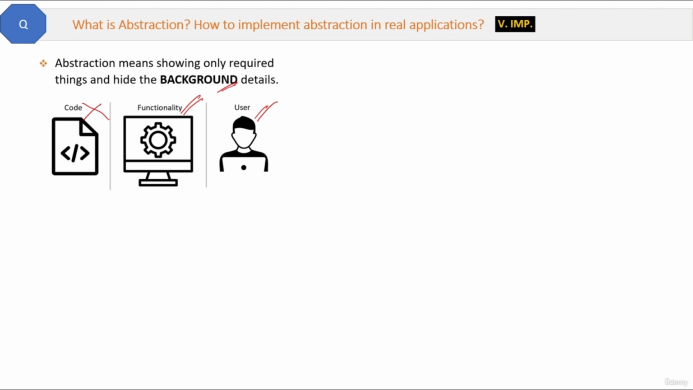A driver can drive the car without knowing the engine's internal working. Similarly, in coding also we can create an application in such a way that one developer can use a function but internally he might not be aware of how the function is working. Let me show you the code example.